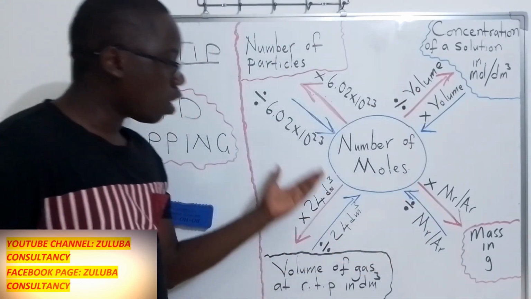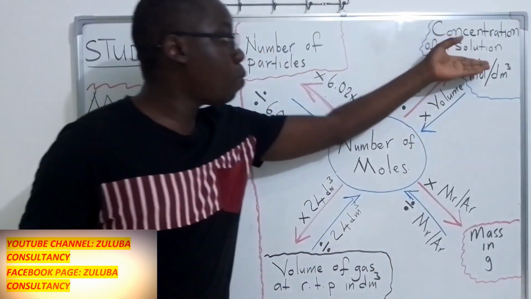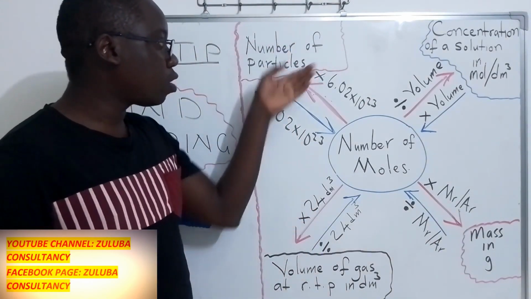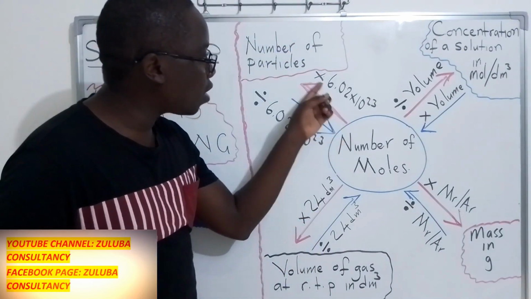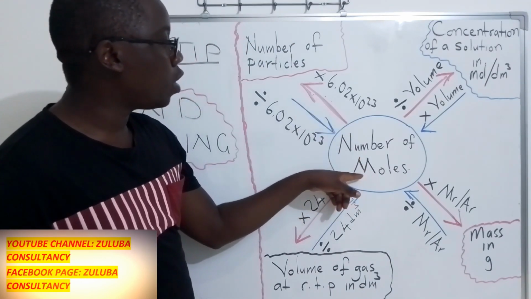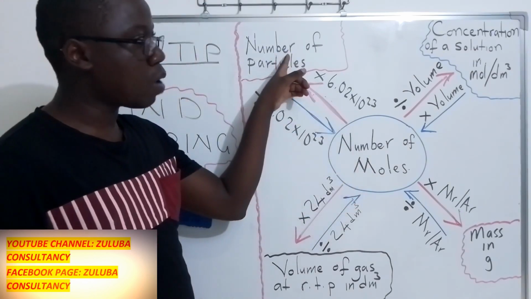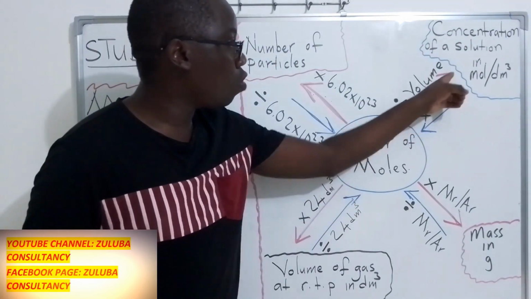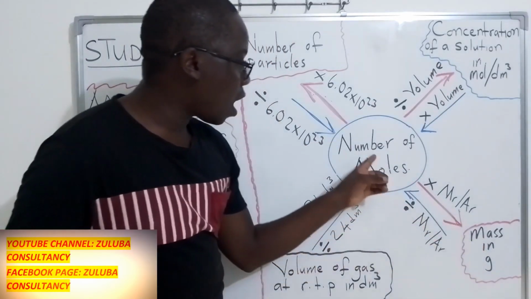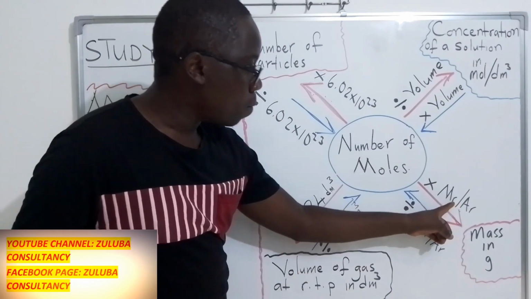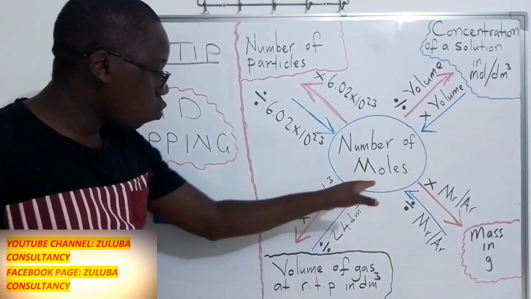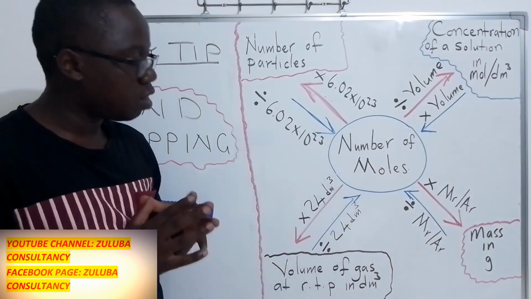If you look at what we have done here, each sub-objective has a link. For the number of particles, we have used this number as a link. So it becomes a way or a bridge for you to relate number of moles and number of particles. For concentration, we have used volume as the link. For mass and number of moles, we have used Mr or atomic mass as the link. For this one, we have used this number as the link.